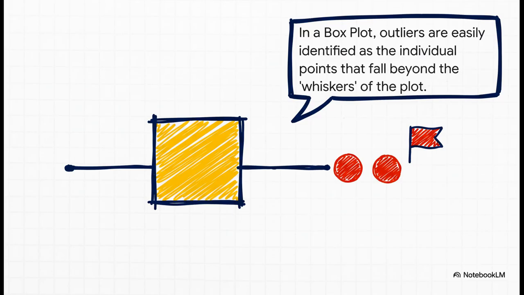Next up is the box plot, and honestly, this chart is practically built to find outliers. All the normal data is packed right inside that main box, and the lines coming off of it, which we call whiskers. Anything that falls outside of that, it gets marked as its own little dot. It's like the plot is literally pointing and saying, hey, look at this one over here.